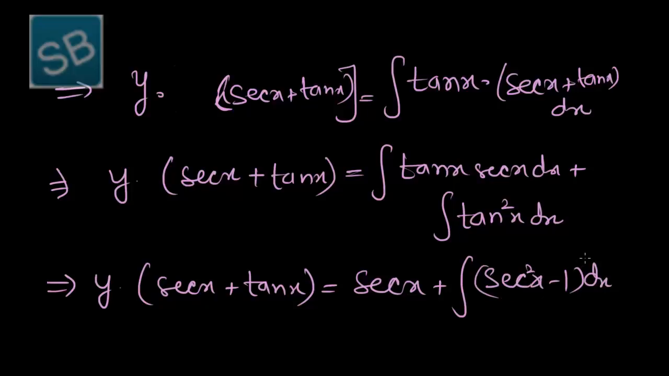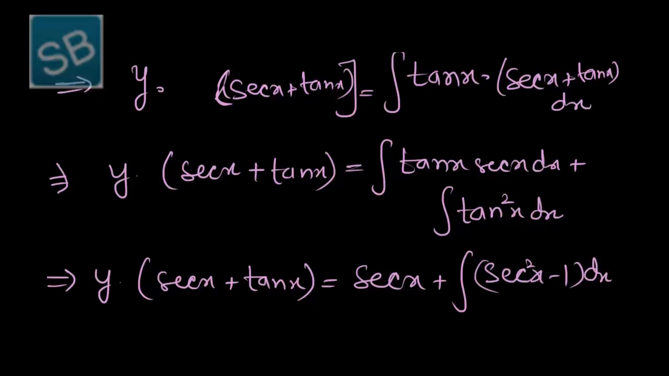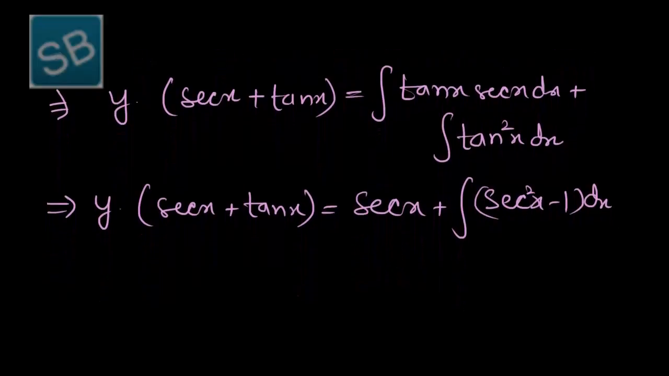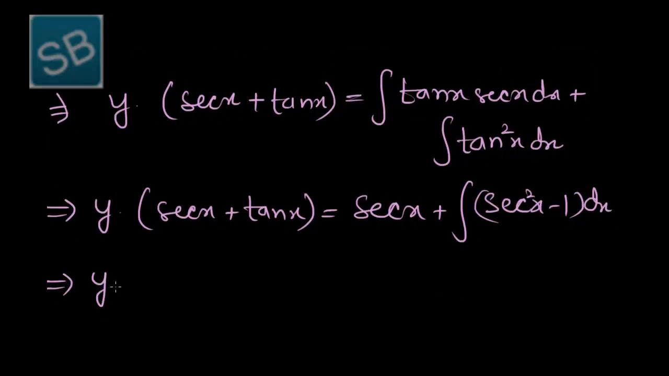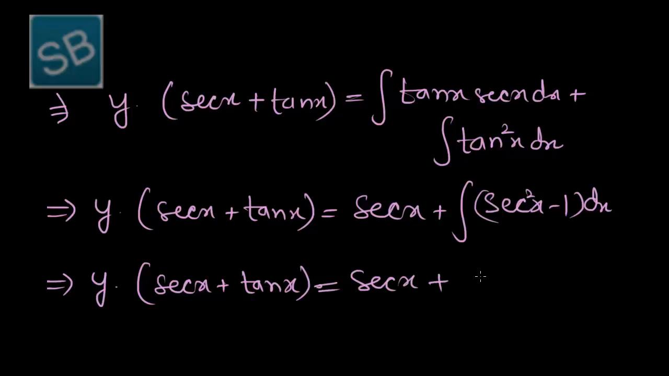From the identity secant square x minus tan square x is equal to 1. So we get y into secant x plus tan x is equal to secant x. Integration of secant square x is tan x. Integration of minus 1 is x plus c. That is our required answer, which contains the constant c. So it is a general solution of the linear differential equation.